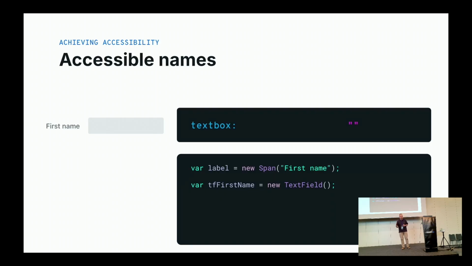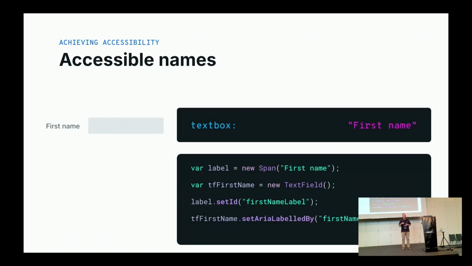So what you can do is you can associate that span with the text field to make it an actual label. You do that by first setting an ID on the span, like first name label, and then you set the aria-labelledby property of the text field to that same ID. So now there's a reference from the text field to the span.